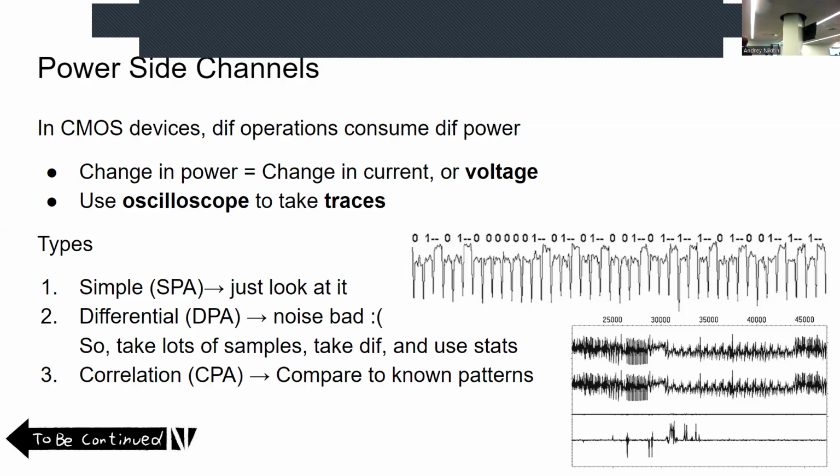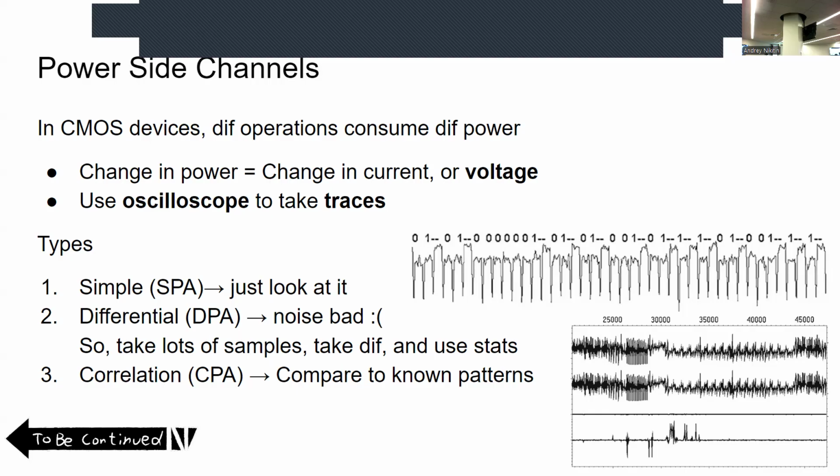The first is just a simple power analysis. We just look at it, we take the trace and we see, oh, hey, stuff happening. As you can see here, we see that some peaks are big and others are not. This is because bits are handled differently. I think this is specifically, yeah, this looks like RSA to me. This is going to be an example about square and multiply.